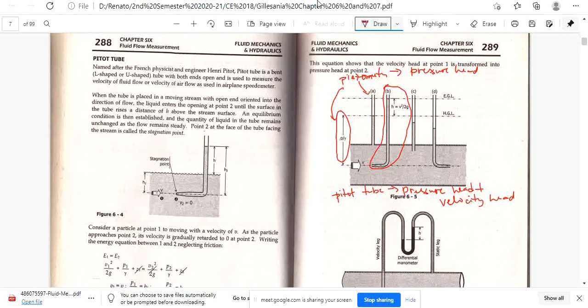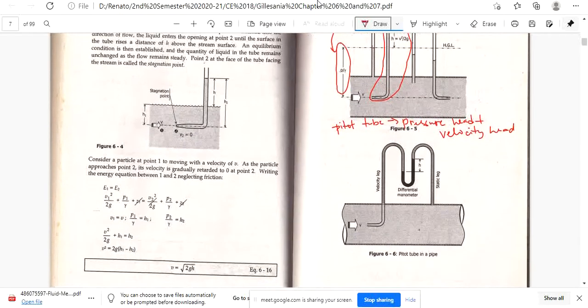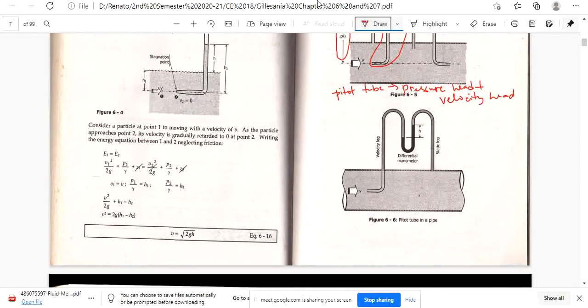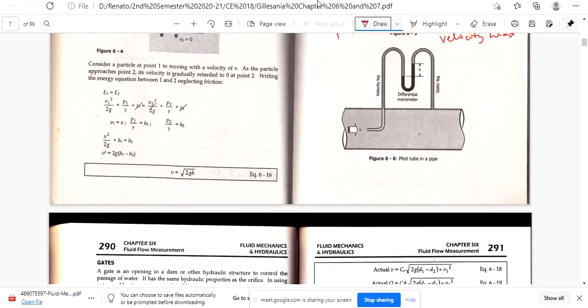This is your EGL, this is your HGL. If there's a distance traveled, they are no longer equal. Look at A and C, they are no longer equal because of head loss. So, here you have a Pitot tube in the pipe, so you can determine the velocity.